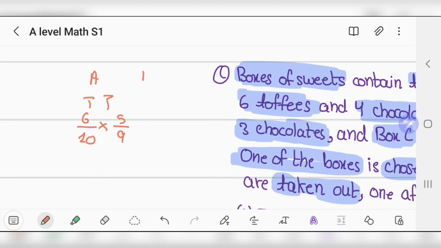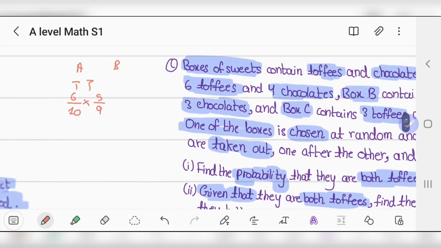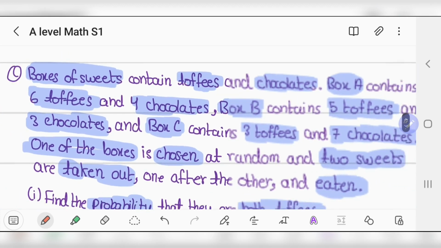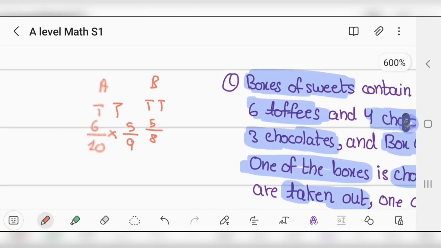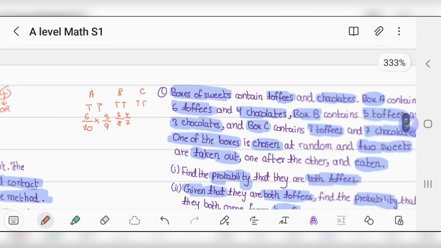What if I choose box B, and box B contains 5 toffees and 3 chocolates? The probability of having one toffee from box B is 5 upon 8. The total is 8, yeah, 5, 6, 7, 8. Then having the second one is 4 upon 7. Then what if I choose box C and I want to take 2 toffees, right?